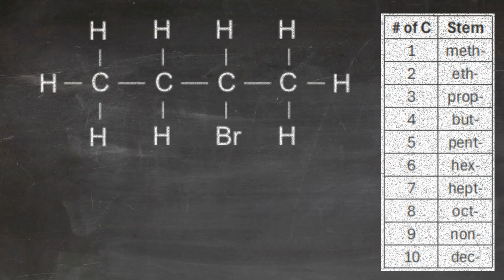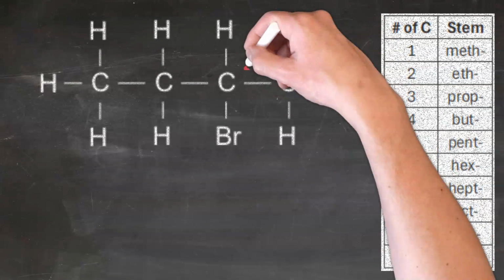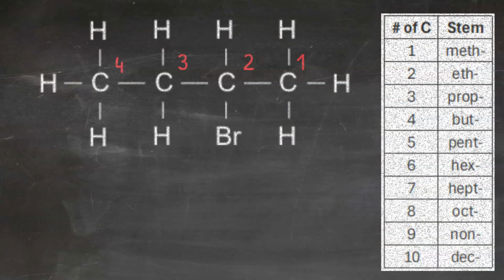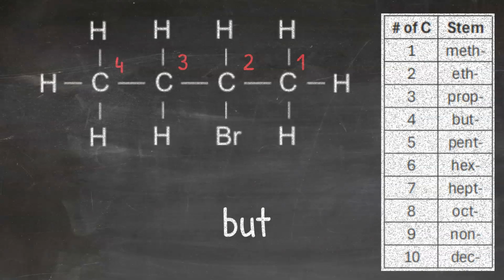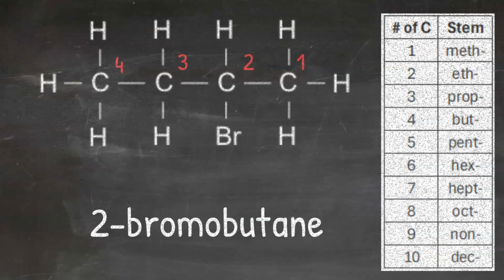In our last example, we'll look at this structure here. Again, we're going to start by numbering the carbon chain, and I'm going to number this molecule from right to left because my bromine is closer to the right side. I see that I have 4 carbons, so I'm going to use the stem but. There are all single bonds between the carbons, so this is an alkane, so I'm going to add the ending ane after but. I then need to account for the bromine that is bonded to the second carbon, and I'll do that by adding the prefix bromo and the number 2 to account for the halogen being bromine and it being bonded to the second carbon. So the name of this molecule would be 2-bromobutane.